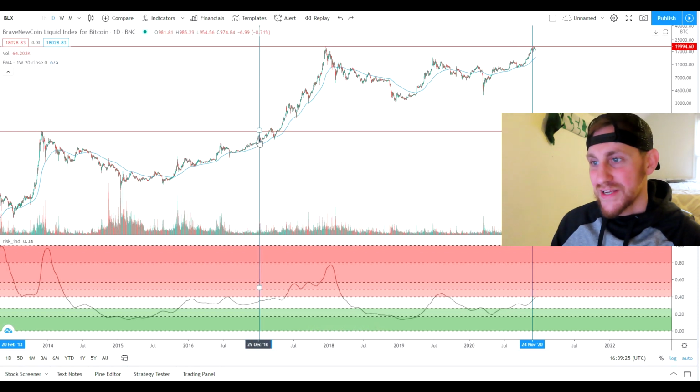You guys can see it in the price as well. We touched the all-time high, had a pullback to the 20-week moving average, continued back up, and then had another pullback to the 20-week moving average before moving back up.